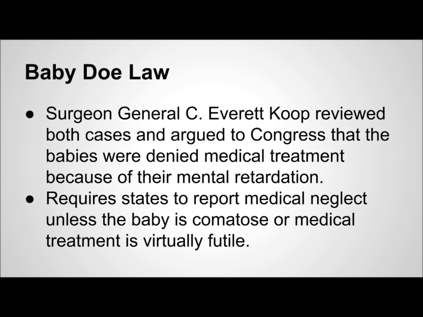Surgeon General C. Everett Koop was outraged with these cases and did more research on them. He found that there was no reason for any of these babies to be denied treatment when he checked their medical reports, and they were often neglected food and water. He used this information to argue that rather than these babies being denied treatment for religious or moral purposes, they were simply being neglected due to their disabilities. He explained this to Congress and convinced them to pass the Baby Doe Law, requiring states to report cases of medical neglect unless the baby is comatose, or there is absolutely no hope for the baby's survival.